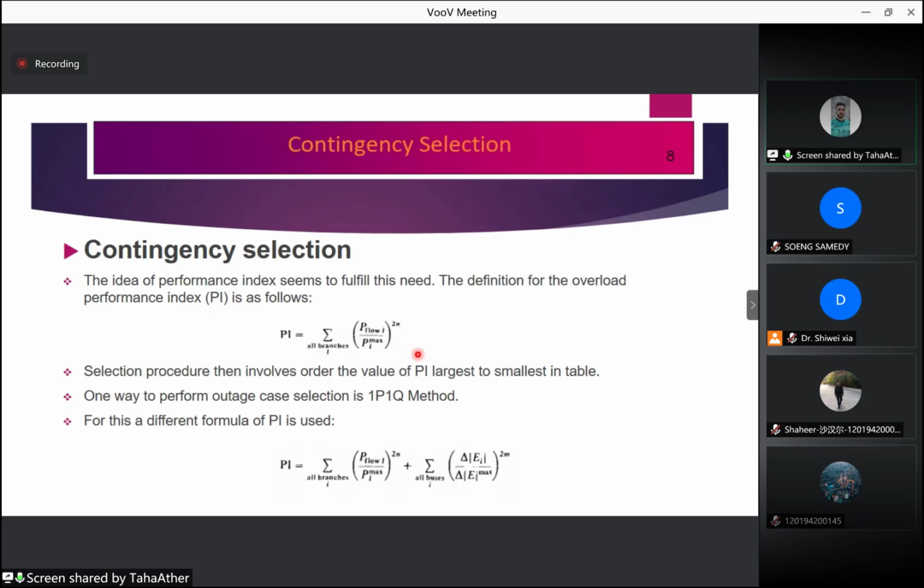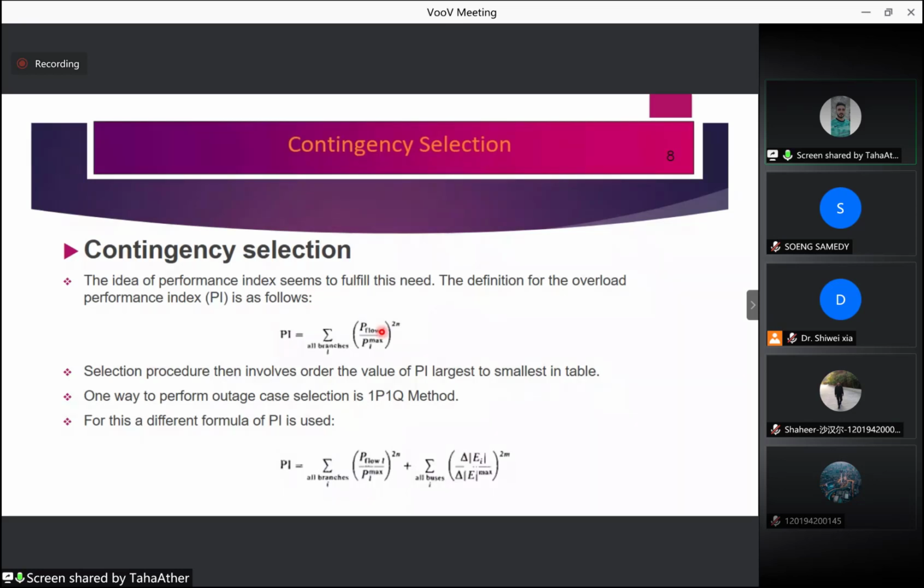Various techniques have been tried to obtain the value of PI when a branch is taken out. These calculations can be made exactly if n is taken as only 1. That is, the table of PI values, one for each line in the network, can be calculated quite quickly if we always choose n equal to 1. The selection procedure then involves ordering the PI table from the largest value to the least value. The lines corresponding to the top of the list are the candidates for the shortlist.